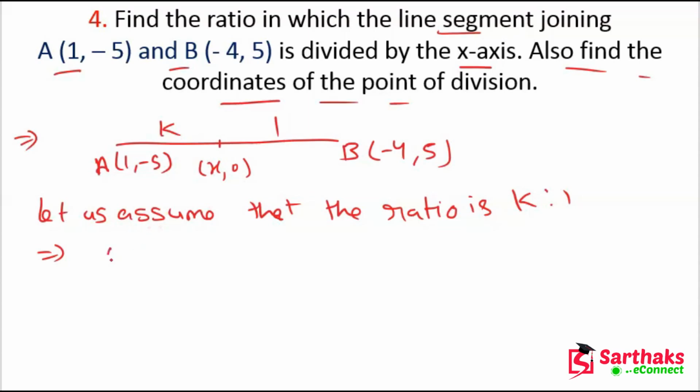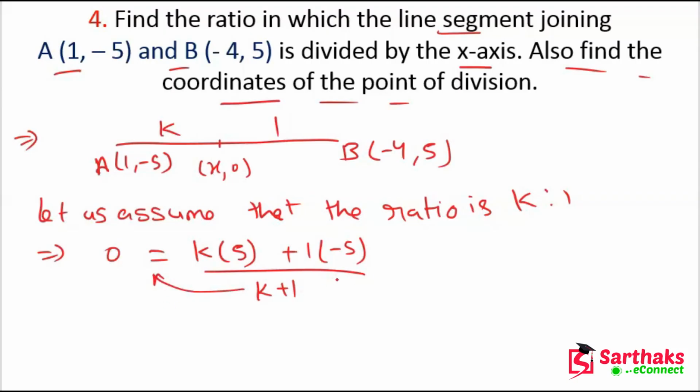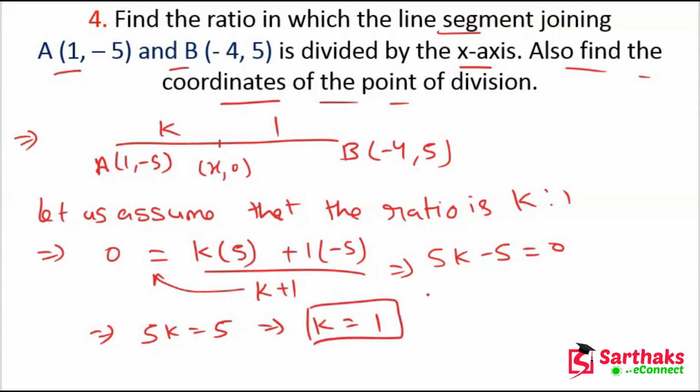So now the y coordinate is 0, which equals (k times 5 plus 1 times -5) divided by (k plus 1). Okay, if we shift this k plus 1 to the LHS, it will become 0, and we have 5k minus 5 equals 0, so 5k equals 5. So the value of k is what? The value of k is 1. So the ratio is 1 ratio 1.